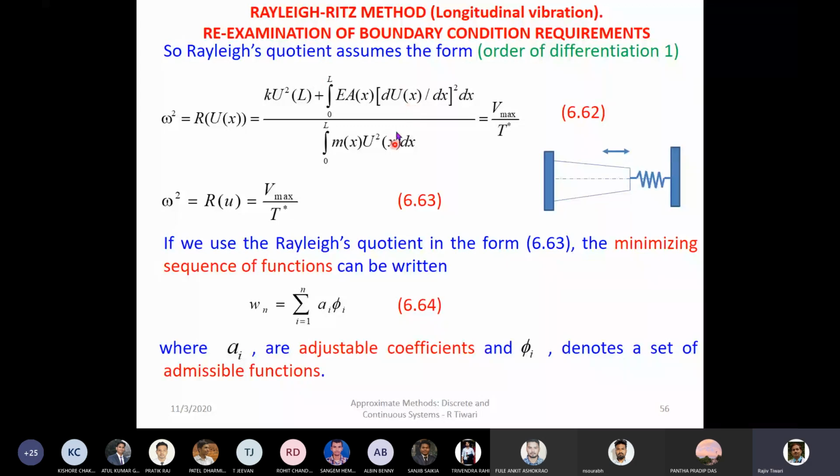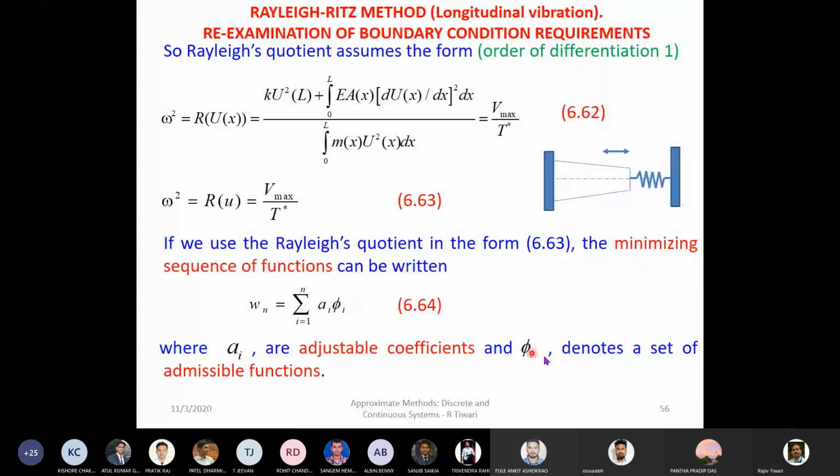So this particular form of the Rayleigh-Ritz method, with this we are able to use the admissible function. So here we will choose a minimizing sequence of functions like this, where now we are using a_i constants, which are adjustable constants, coefficients, and phi_i is the admissible function. Admissible function is a requirement that it should only satisfy the geometrical boundary condition, and it is differentiable at least up to p times.